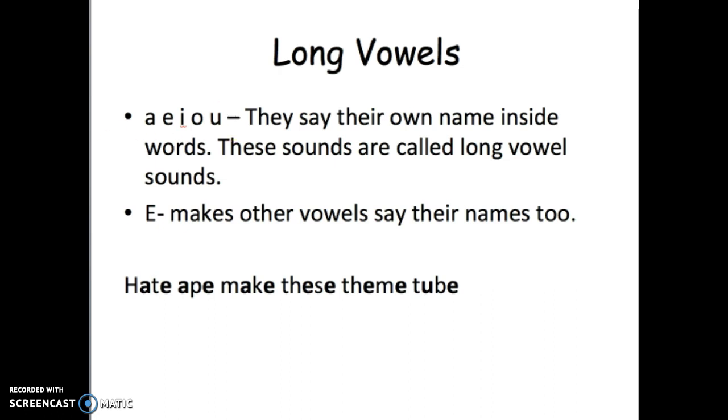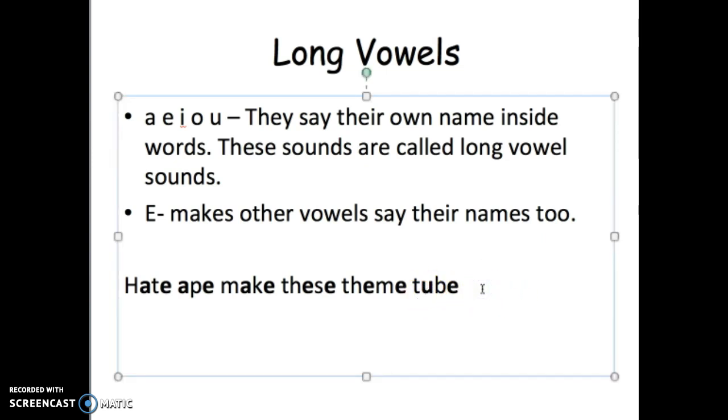So, for example, words like hate, the vowel here is A, and the E, magic E, is making the A say its name. Ape, and the long vowel sound here is A. Make, again, A. These, E. Theme, E. Tube, O. That one can be a bit of a tricky one because it sort of sounds like a double O sound.